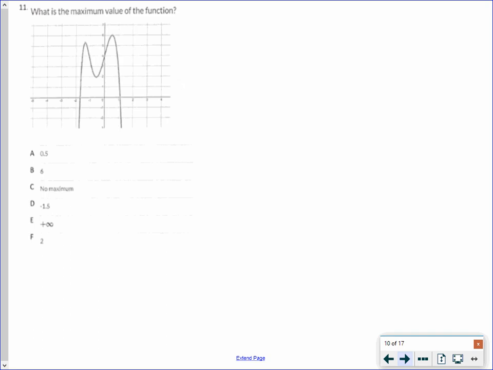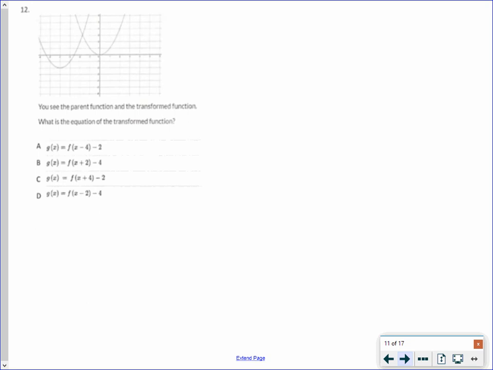What is the maximum value of the function? Like we said before, we want our maximum value. That's our global maximum, or absolute maximum. So we want the biggest y value of the whole function. In that case, it'll be this point right here, which is at 6. So 11 will be B. Y equals 6. Our maximum value of the function is 6.